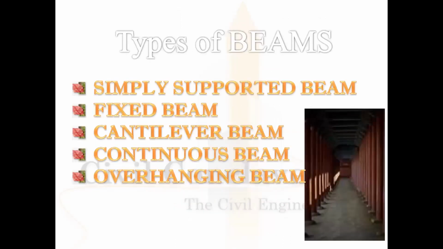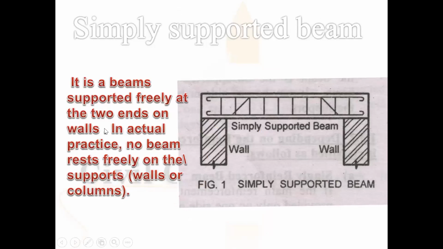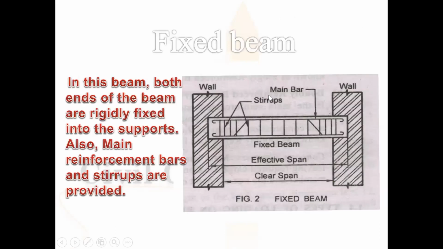Types of beams. There are various types of beams: simply supported beams, fixed beams, cantilever beams, continuous beams, and overhanging beams. Simply supported beam. You can see this image, which will clearly explain what a simply supported beam is. The beam is supported freely at the two ends on the wall. In actual practice, no beam rests freely on the supports, walls, or a column. It has been entered into the beam.